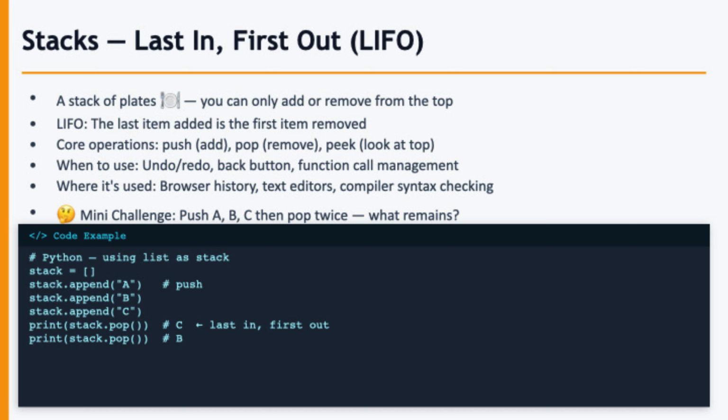Think of it like a stack of plates where you can only add or remove from the top. This is used for things like the undo button in your text editor. In Python, we can easily use a list as a stack. We use append to push a new item onto the top and pop to remove the most recently added item.